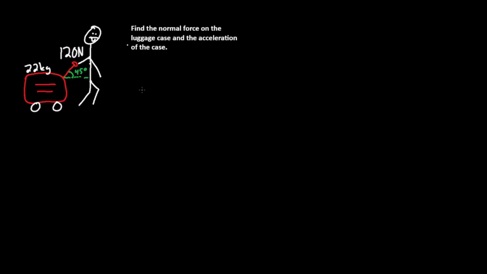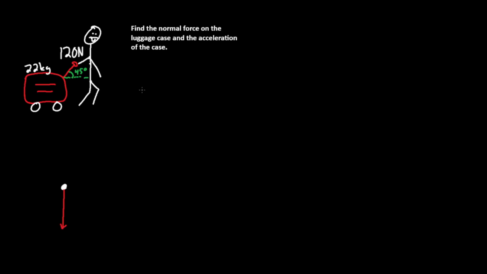So the first problem we have is find the normal force on the luggage case and the acceleration of the case. So we just want to find the normal force of the case and the acceleration and the direction of that acceleration, of course. So whenever you're drawing a free body diagram, you represent it as just a dot. And when you draw this dot, let's draw out all the force vectors being acted upon it.